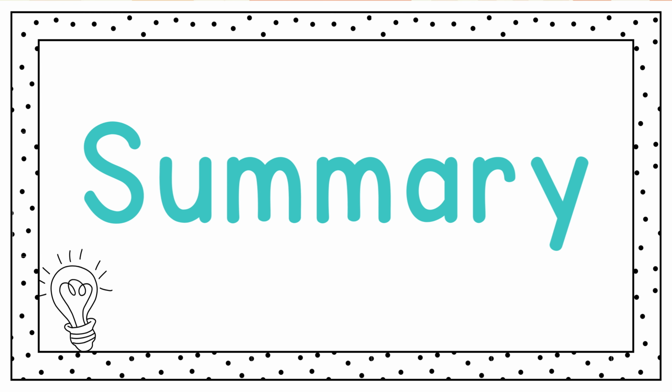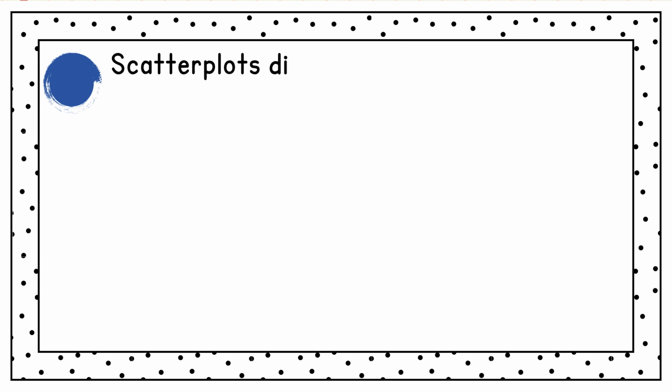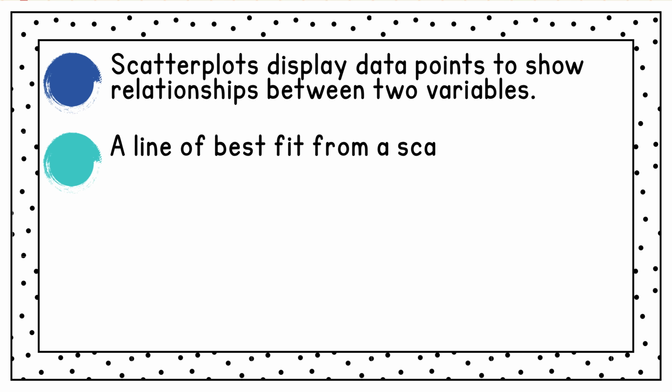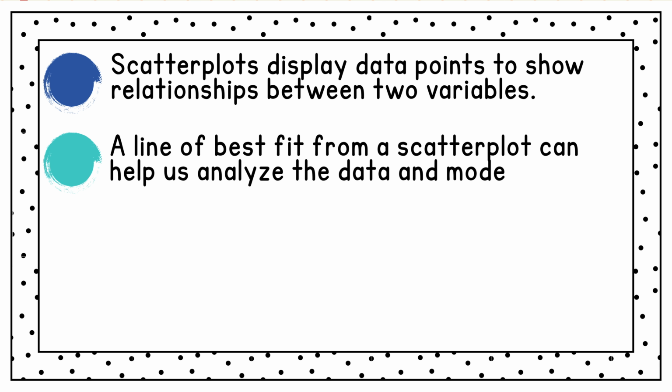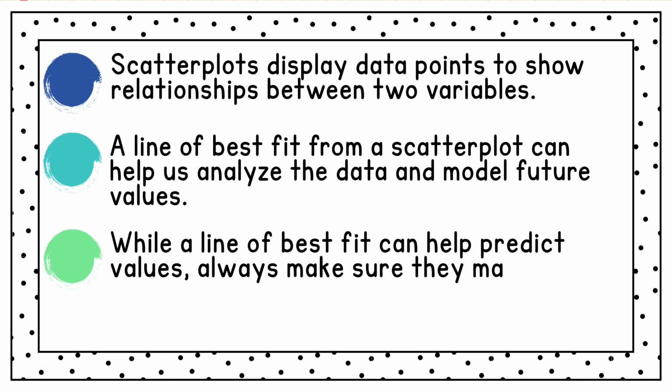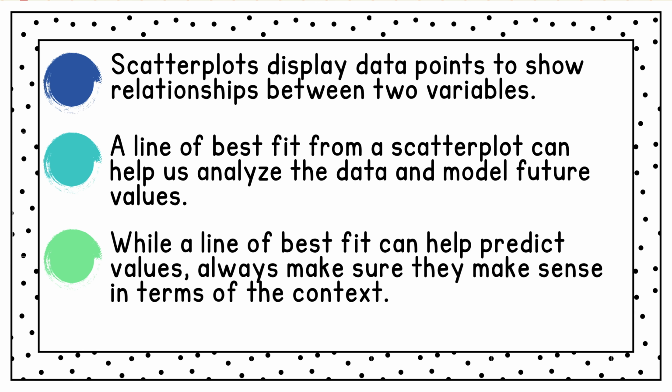Now let's recap what we've learned. Scatter plots display data points to show relationships between two variables. A line of best fit from a scatter plot can help us analyze the data and model future values. While a line of best fit can predict values, we always have to make sure that it makes sense in terms of the context.